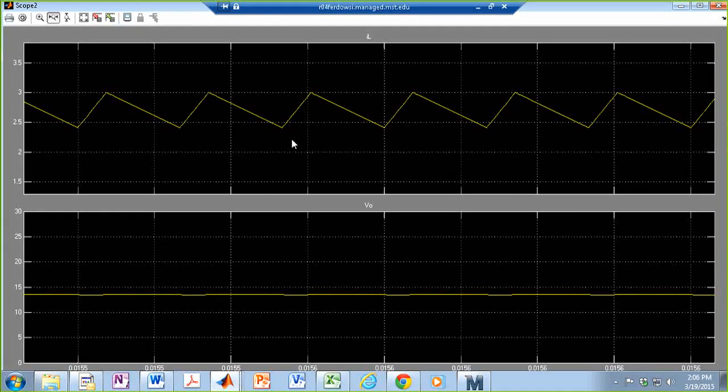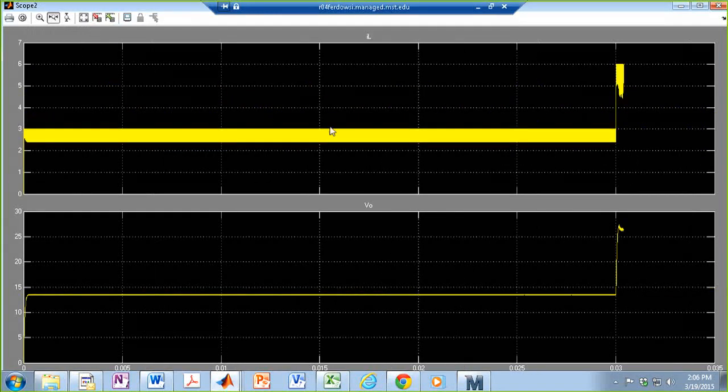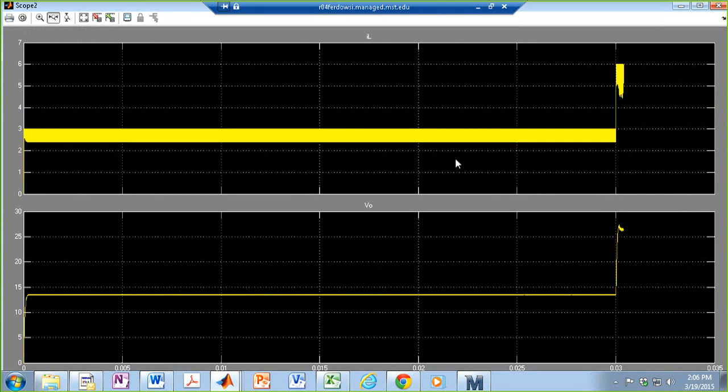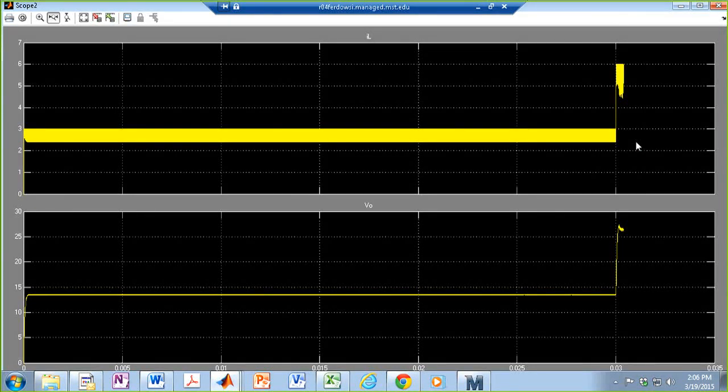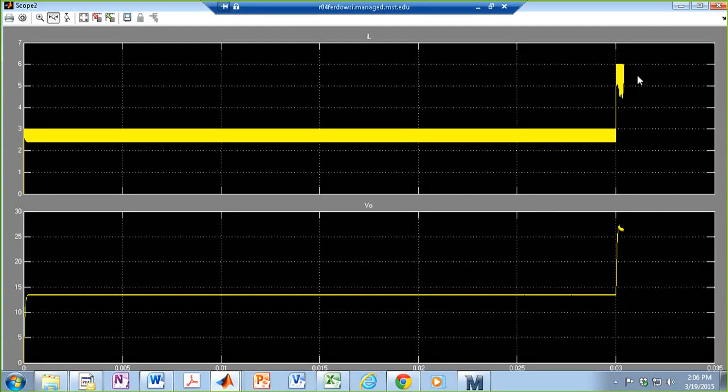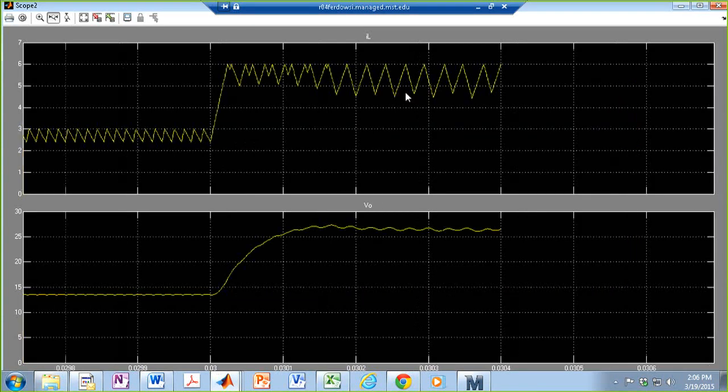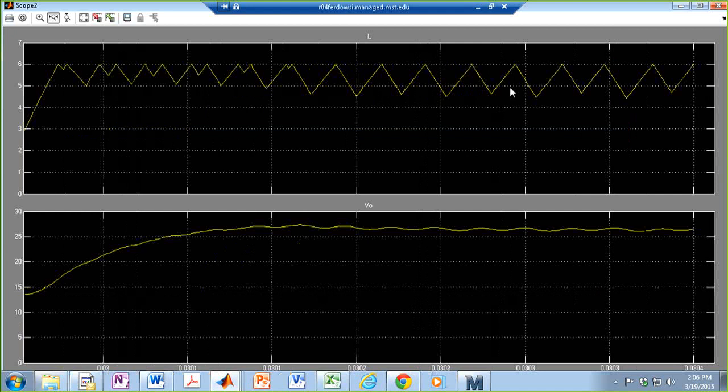Everything is good. But as soon as I ask the inductor current to follow 6 amperes now, or double its value, or in other words, our output voltage is supposed to be around, for instance, 20 something, close to 30, you can actually observe some chaotic behavior. You can see the inductor current is all over the place. Even in this phase, actually, we are not under a steady state condition.